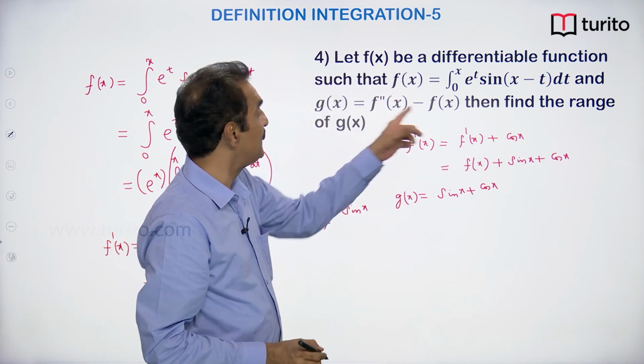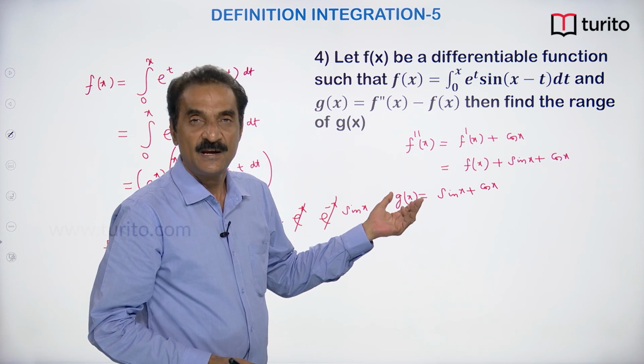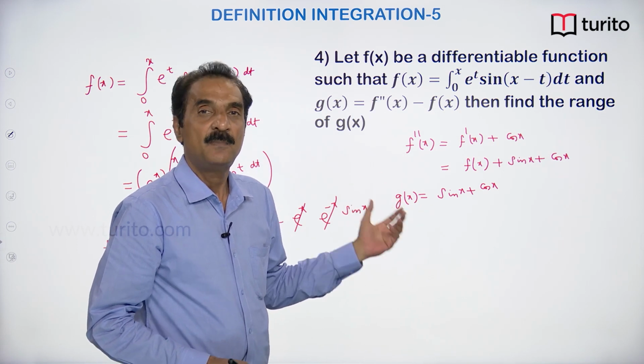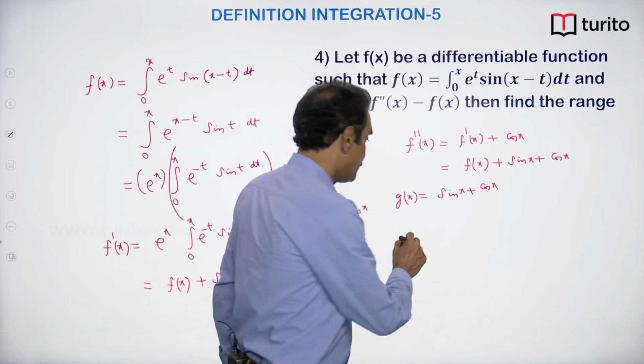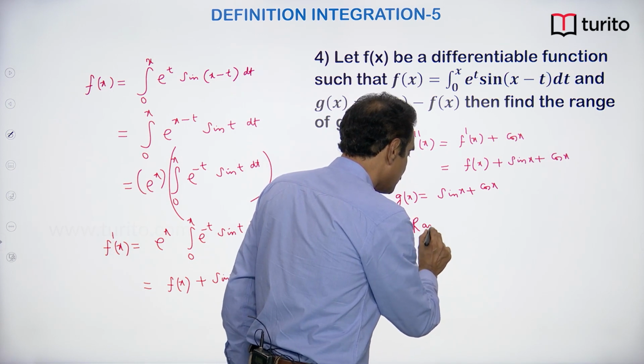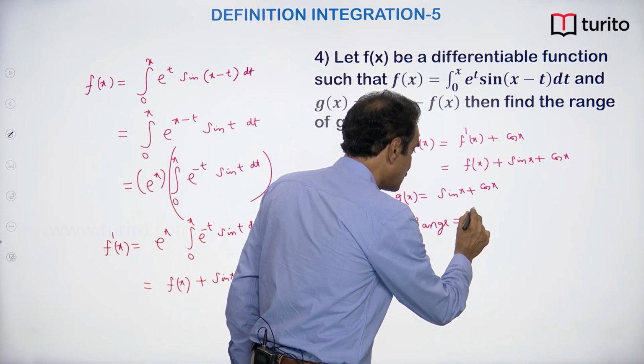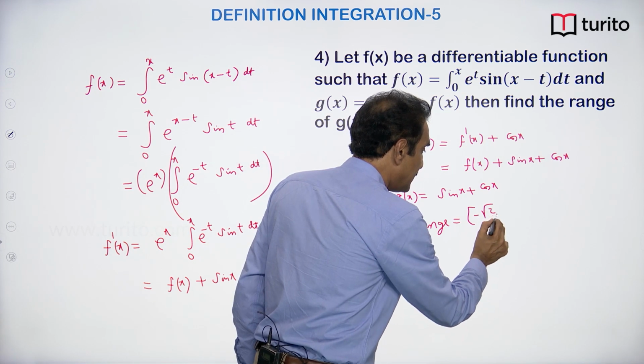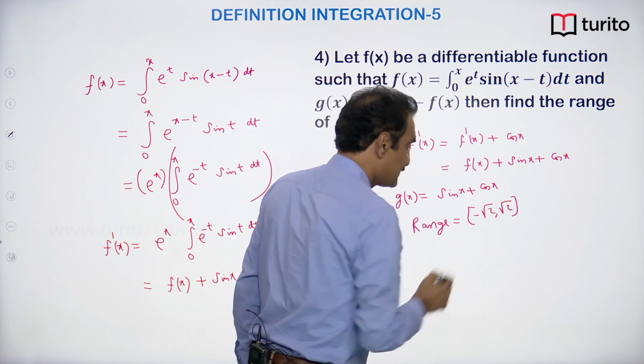Then what is the range of g of x? All of you know that the range of sin x plus cos x is minus root 2 to plus root 2, closed interval minus root 2 to plus root 2.